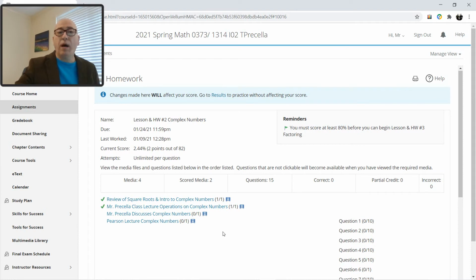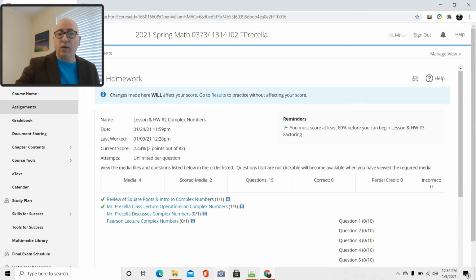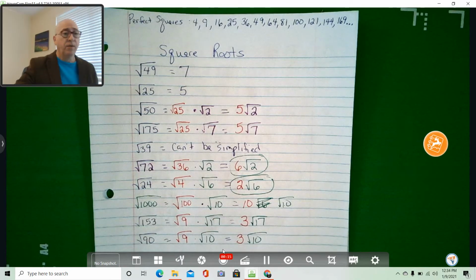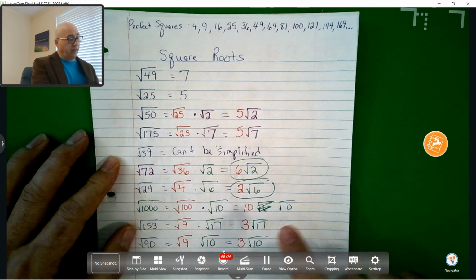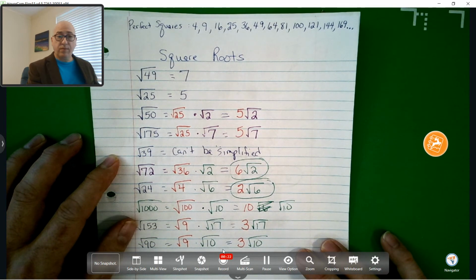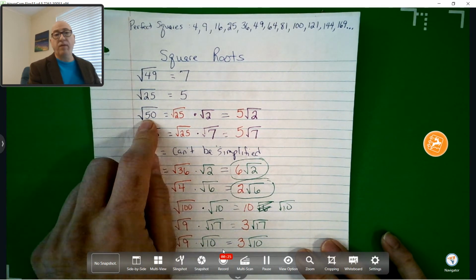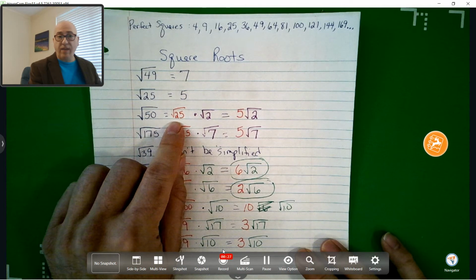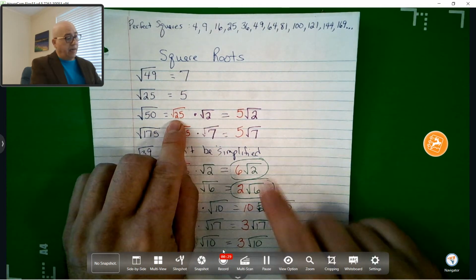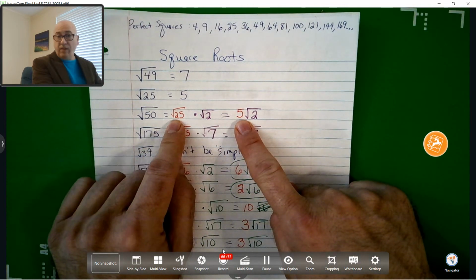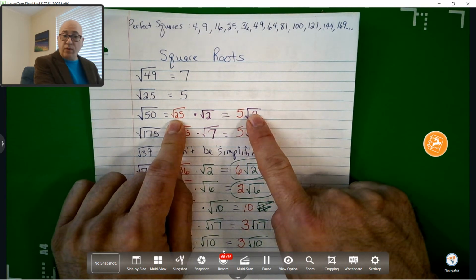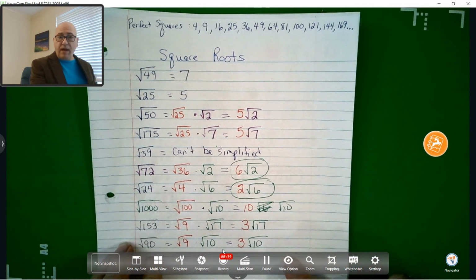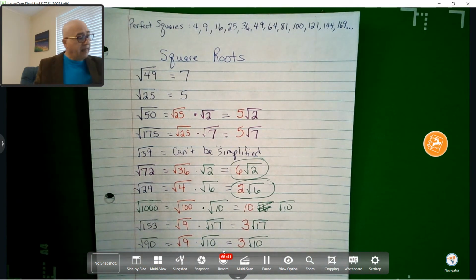We discussed square roots the last time, and this is sort of continuing our discussion of square roots. Last time we talked about the perfect squares, and then we discussed how to simplify square roots that aren't perfect squares, like the square root of 50. You could think of it as 25 times 2. And you know the square root of 25, because 25 is a perfect square. So we can simplify square root of 50 to 5 square root of 2. And we went through simplifying more square roots like that.